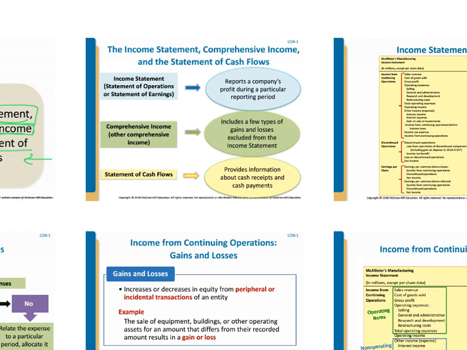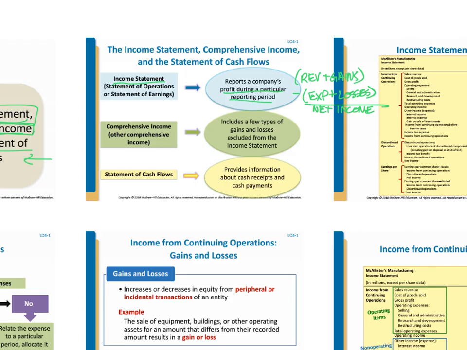The income statement reports a company's profit during a given period. We calculate this by taking revenues plus gains and subtracting out expenses and losses. And this produces for us profit or net income. This shows how a company's operations have performed in a given period.